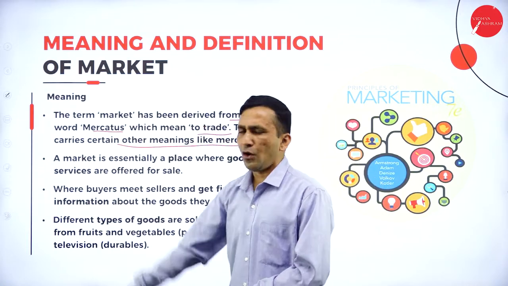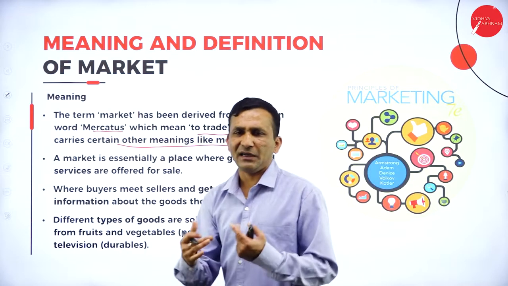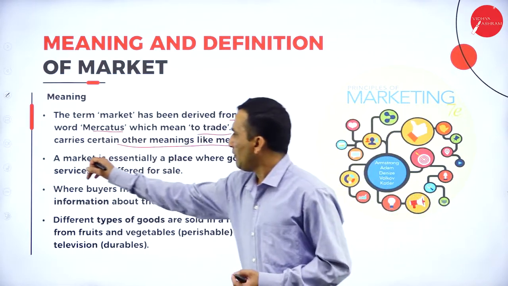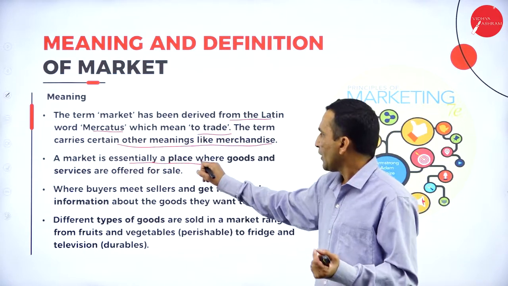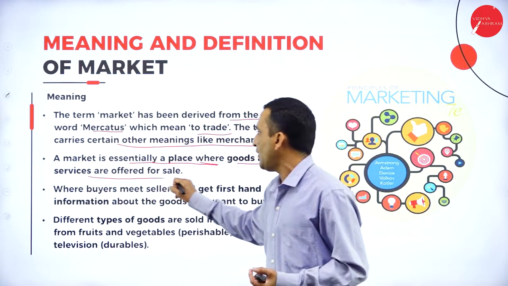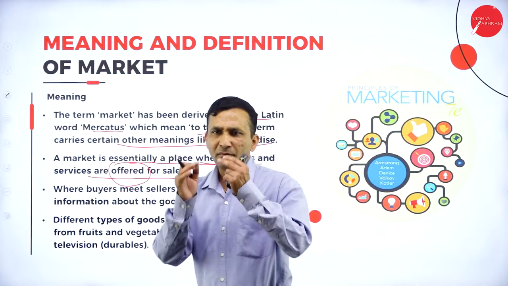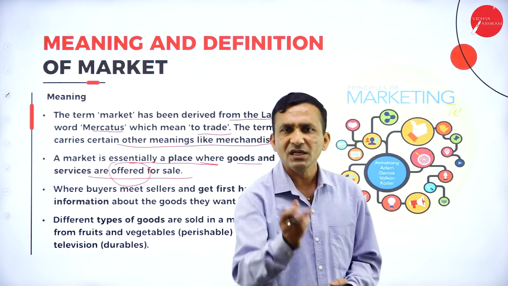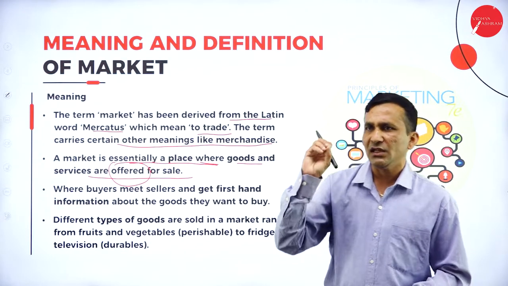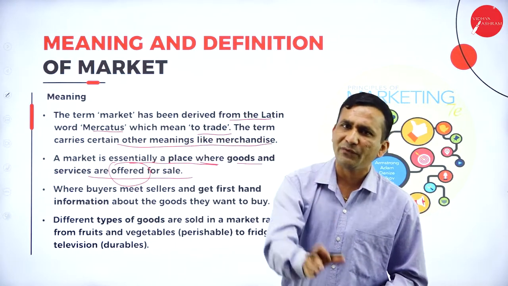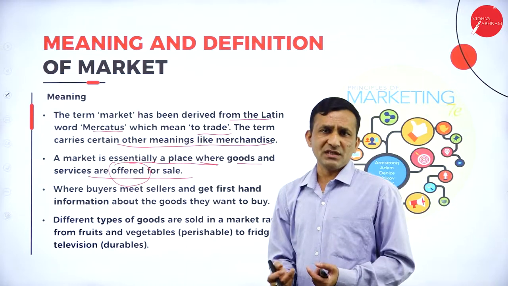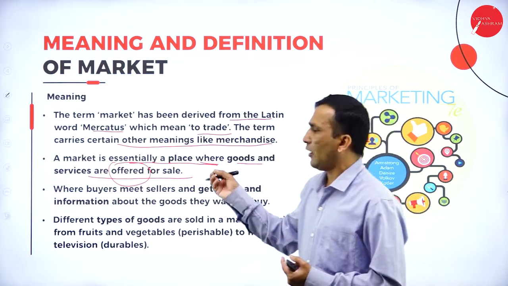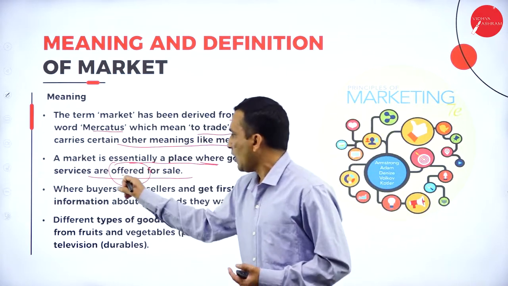If you go into the details of the market, there are different types of markets we are able to identify. The market is essentially a place where goods and services are offered for sale. Offered means that the businessman brings a new product or provides a service to end consumers like a buyer. Offering is the seller giving a number of products to the buyer, adding many benefits, including service for the product. That is called an offer for sale.